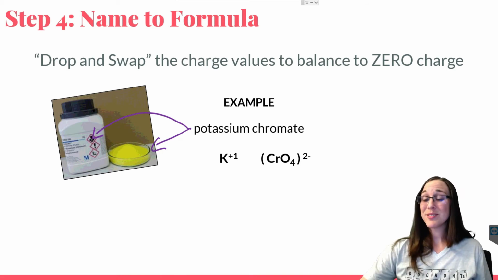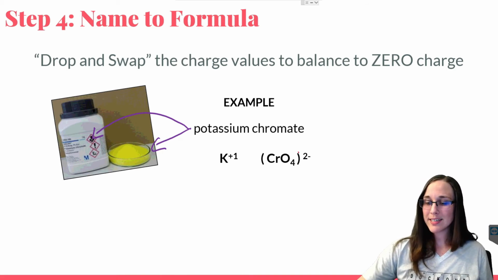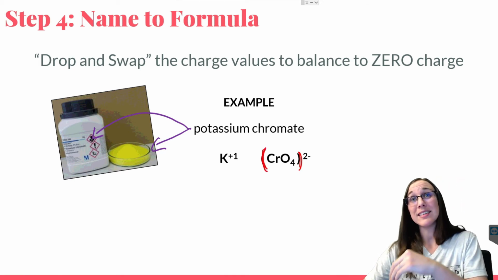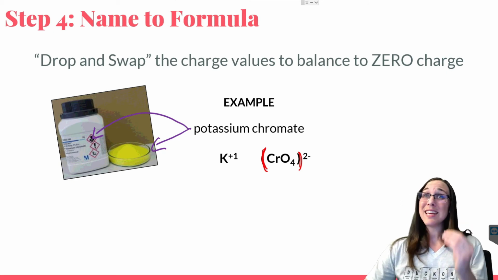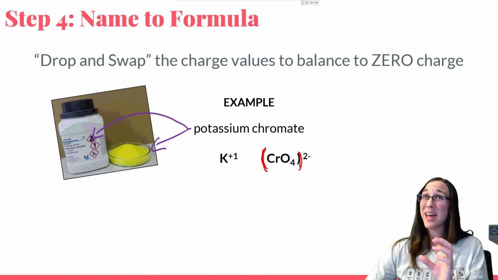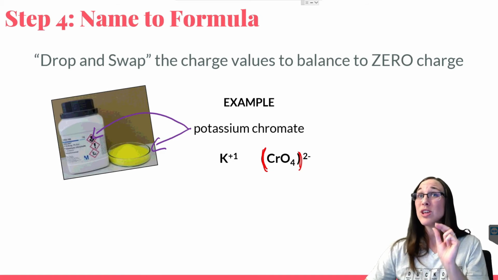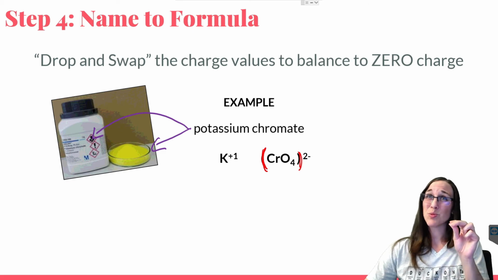So now all we have to do is that drop and swap. I put the parentheses here just to reinforce to you that when we do drop and swap, we're dropping on the outside of the parentheses, not the inside. If I do the inside, then I change the polyatomic ion itself. We don't want to do that. We want to change the number of cookies that we're adding, so whole units. Don't change the actual cookie itself.